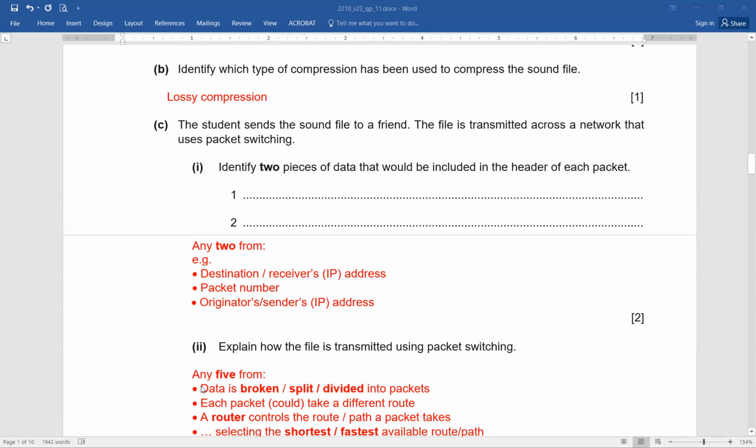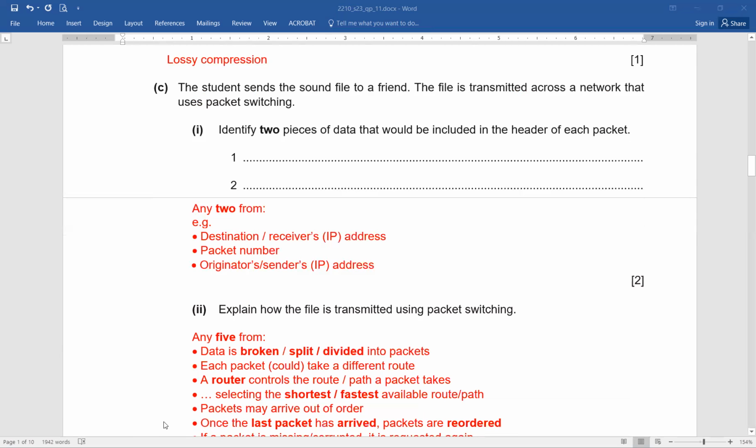And I'll explain how the file is transmitted using packet switching. Now, this is where they are expecting the students to write down to explain actually how the file is transmitted using packet switching. Now, just remember the sequence. First thing is, just recall. First thing is data is split into packets, and each packet could take a different route. And a router is controlling the path that is taken by the packet.